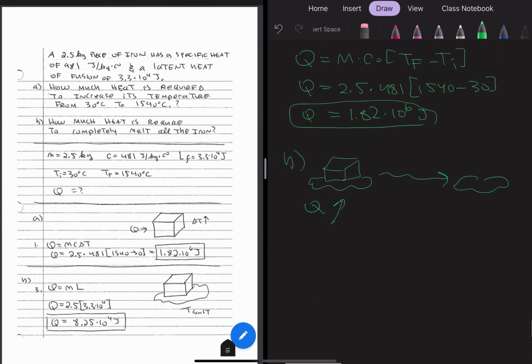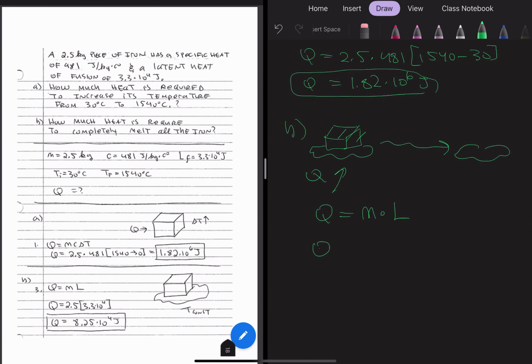So in this case, the heat is defined by the mass of the iron multiplied by the latent heat of fusion. And we're going to assume that we're going to melt all the iron. So in this case here, the heat is going to be the mass of the iron, which is 2.5, multiplied by the latent heat of fusion, which is 3.3 times 10 to the 4. And this will be equal to 8.25 times 10 to the 4 joules to completely melt the iron.